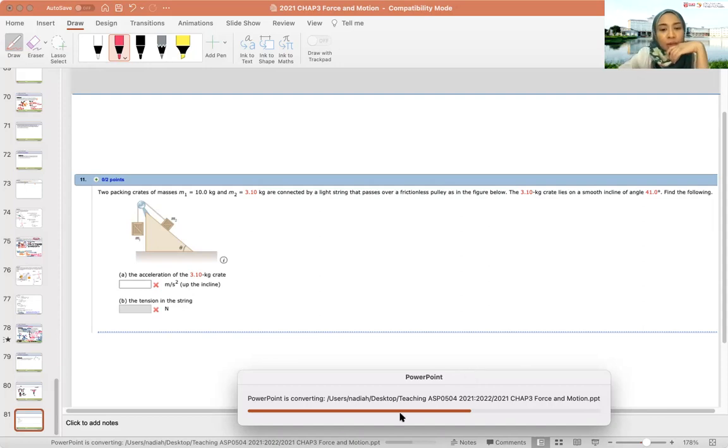Okay, kalau tengok kat sini kan, yang ni soalan web assign ada dalam korang punya assignment. Dia cakap frictionless pulley. So tension akan sama. And then lies on a smooth incline. So there's no friction. So that is the keyword that you need to be aware of lah. Frictionless incline, there's no friction.